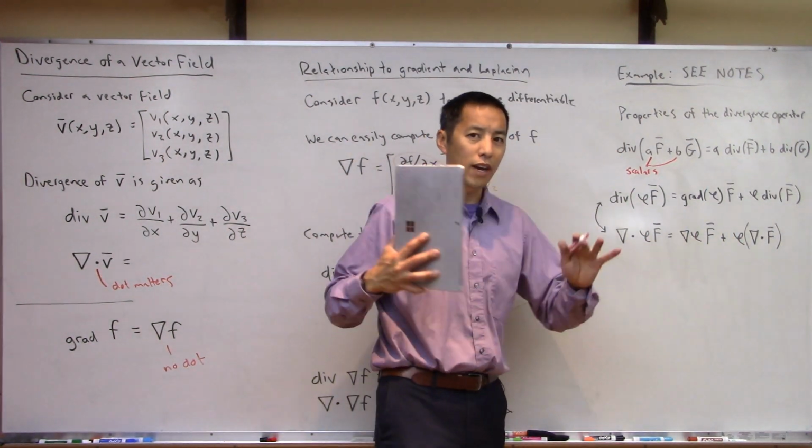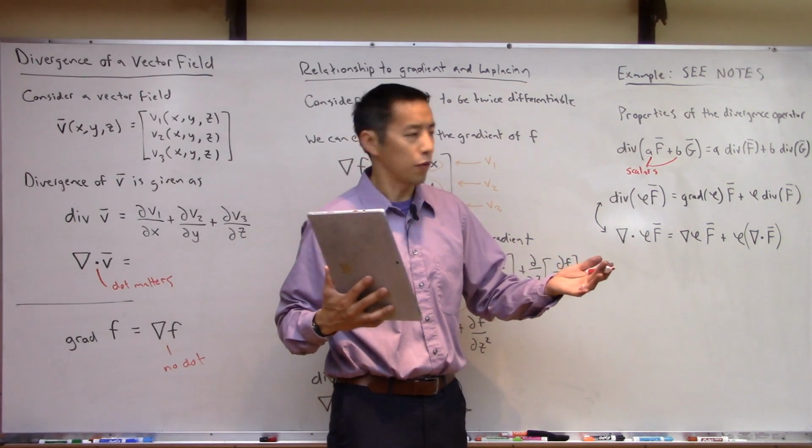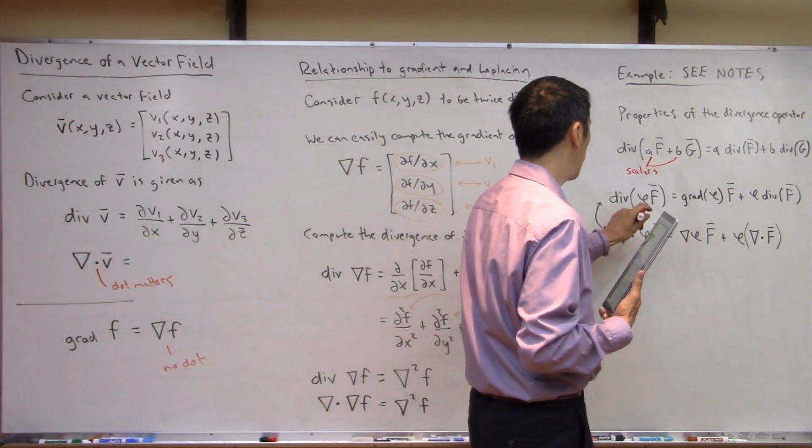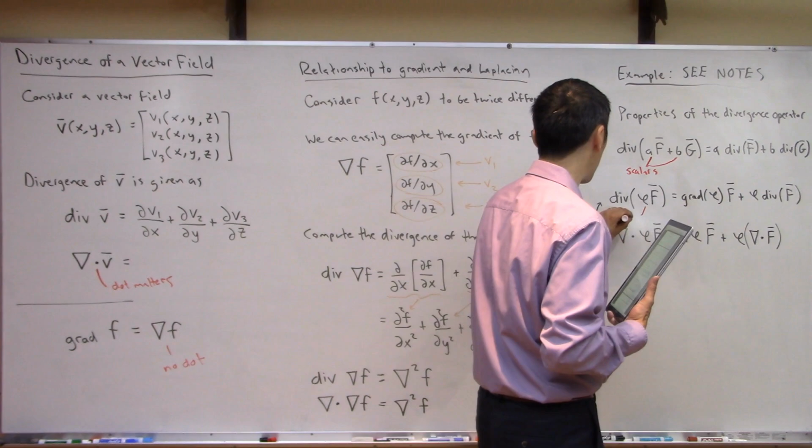There's also sort of a, quote unquote, product rule for this. So let's consider phi here to be a scalar function.